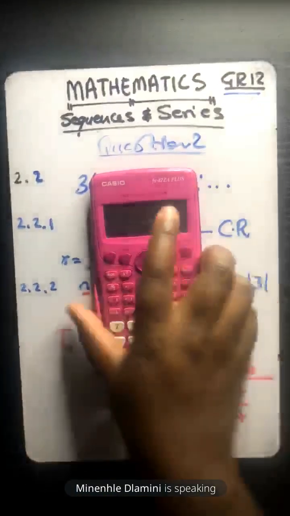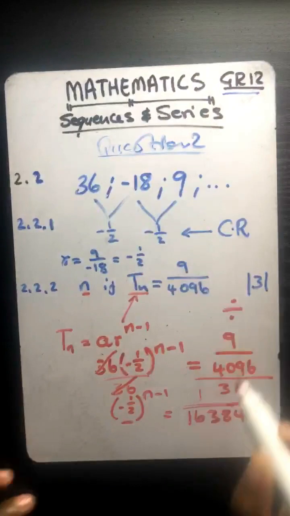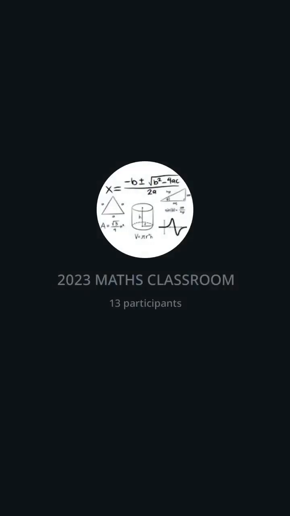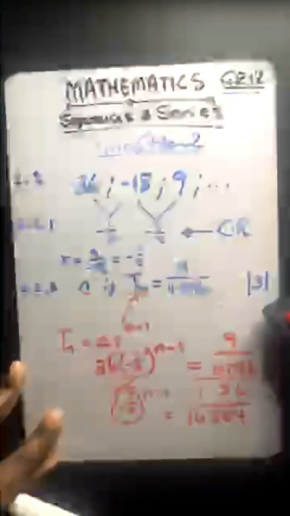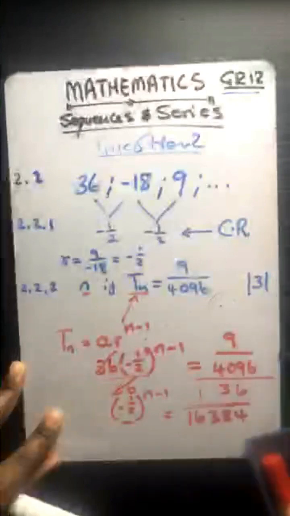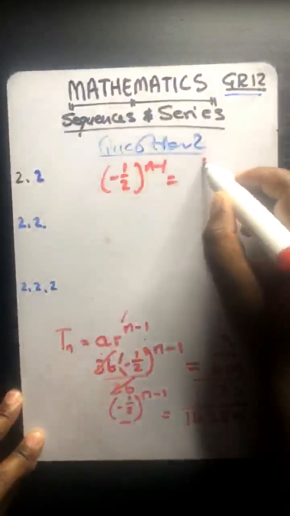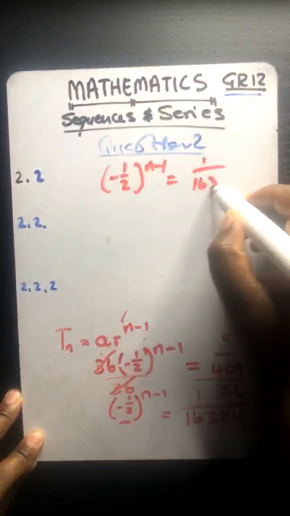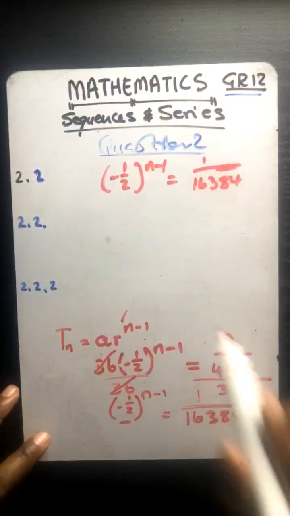Yeah, so avoid using this division sign. It's a bit dangerous to use that. So let me remove something so that I can continue. Maybe let me remove all of that. We'll just rewrite it if we need. So we have negative 1 over 2 to the n minus 1, which is equals to 1 over 16,384. So this is what I would do, guys.